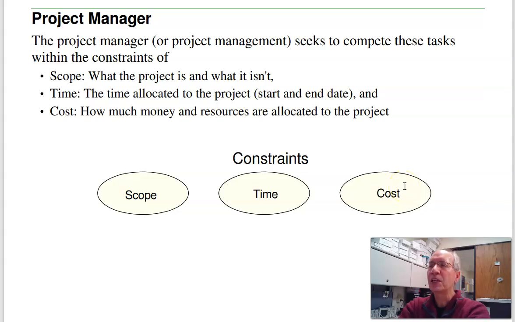With the project, you'll have a project manager. The purpose of the project manager is to see the completion of the tasks within the constraints of scope, time, and cost. Now, any given project actually has a conflict. The scope, time, and cost all can interact. The scope is what the project is, what it isn't. The time is how much time you allocate to the project, the start and end dates, and the cost is the money that's allocated to it.